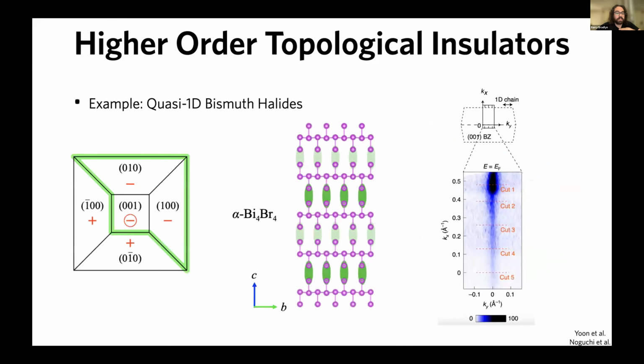Okay, the reason that this is relevant for this conference is, as we just saw in some of the previous talks, one family of materials that can realize these higher order topological insulating states are these quasi-1D bismuth halides. One particular example is the alpha phase of bismuth bromide, which is predicted to be a higher order topological insulator, and there's even been some experimental results measuring the hinge states in the system.